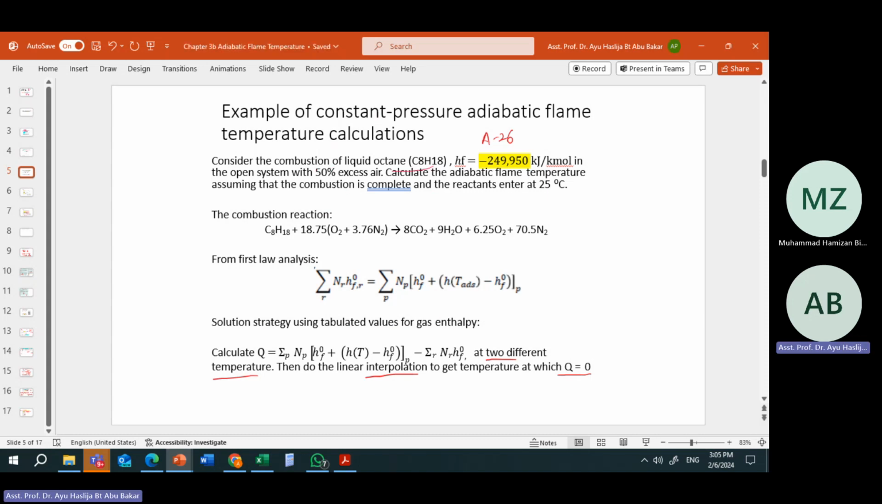Consider liquid octane. The same example as previous. 50% excess air. So it asks you to calculate the adiabatic flame temperature, T_AD. Okay, given combustion reaction to this. If it is not given, you need to find out. Okay. Now, from the first law analysis, similar to the previous equation. Now, the strategy is, this is unknown. T adiabatic is unknown, thus the H is also unknown.